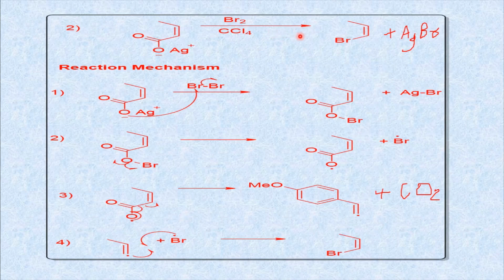The Hunsdiecker reaction is nothing but the reaction of a silver salt of carboxylic acid with bromine to give an alkyl bromide or aryl bromide. It is a way of degradation of the carbon chain by one unit, and instead of bromine you can also use chlorine or iodine in this Hunsdiecker reaction.